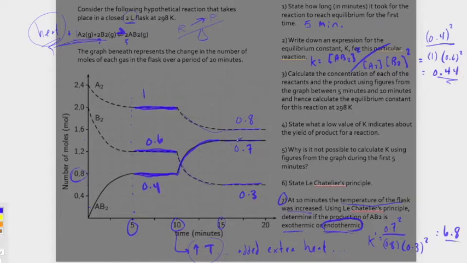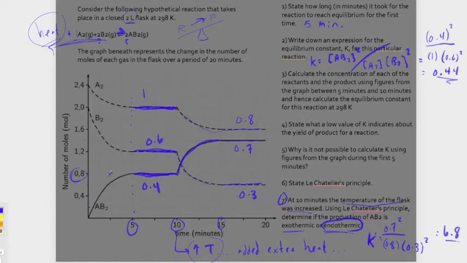sense because you can see now by far I have more product than reactant. B went down dramatically. AB2 went up dramatically. So it makes sense that I would get a larger K value now. Again, the only way to change the equilibrium constant K for a reaction system is to change the temperature, and that's what we've done. So hopefully you can see that.